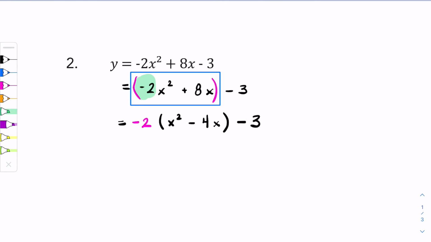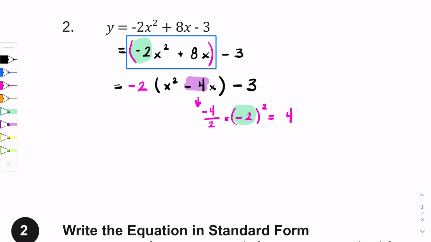Now you're going to take your b value and divide that term by 2. Negative 4 divided by 2 is negative 2. Negative 2 is your significant value. We're going to square this. Negative 2 squared is 4. Now we have negative 2 multiplied by x squared minus 4x, and we're going to add 4 inside of the parentheses. Outside of the parentheses, we have minus 3, of which we are also going to subtract 4.